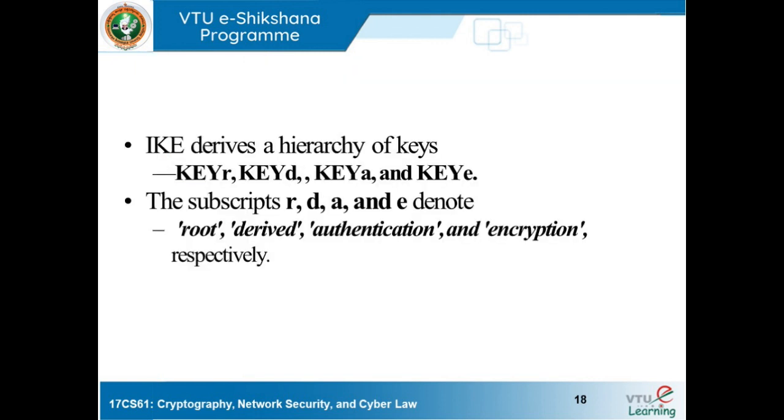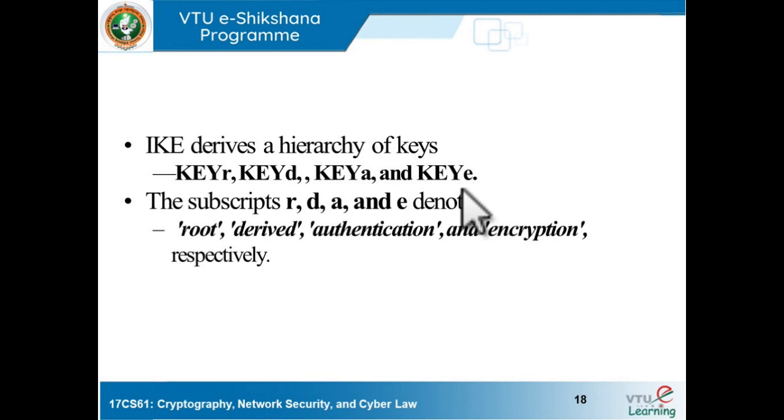Now IKE derives a hierarchy of keys called key R, key D, key A and key E. The subscripts used here, R, D, A and E, denote: R denotes the root, D denotes the derived, A denotes authentication, E denotes encryption respectively. That means this is a root key, this is a derived key, key A stands for authentication key and key E stands for encryption key.